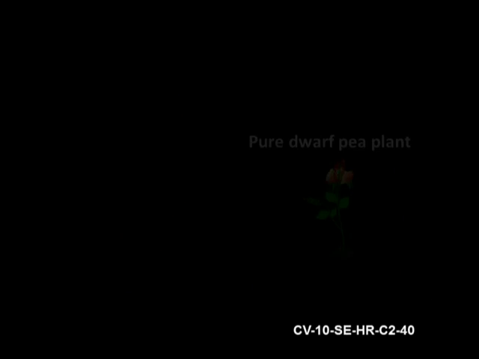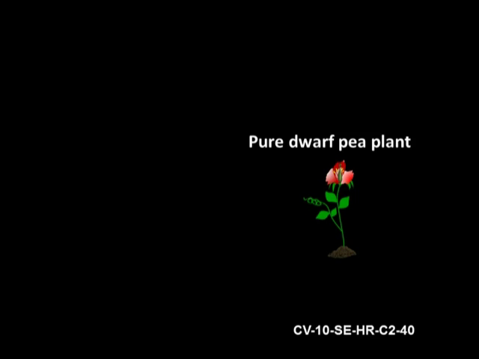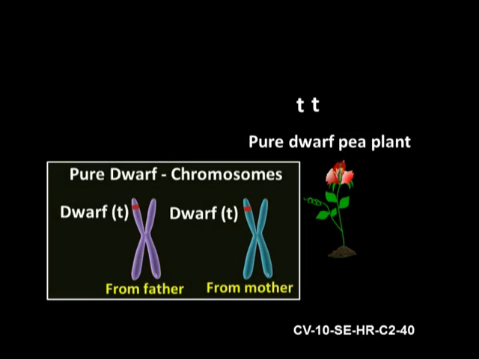So next, let's look at the pure dwarf plant. What may be the pure dwarf pea plant? It is small t and small t. Now you may get a small doubt. Why small t? Well, you will know the answer after this experiment. But tell me again, now that you know some part of it, why two small t's? Yes, one from father and another from the mother. Very good.